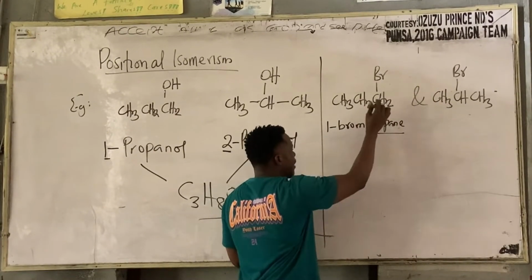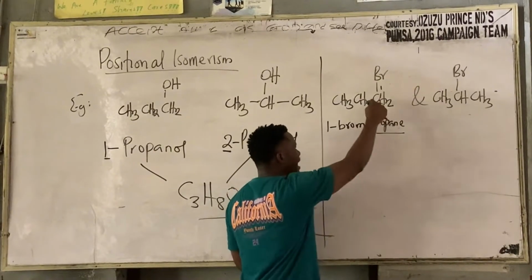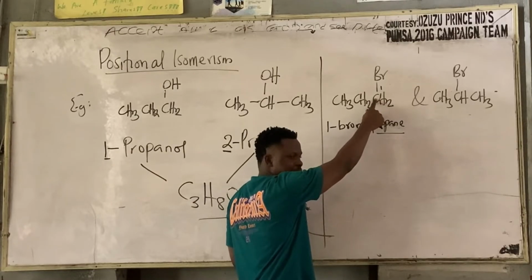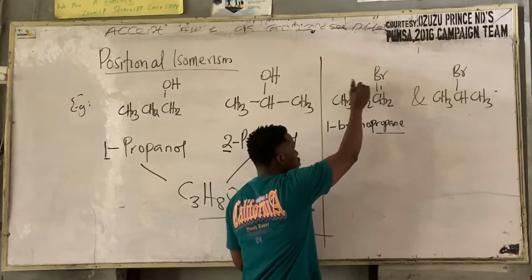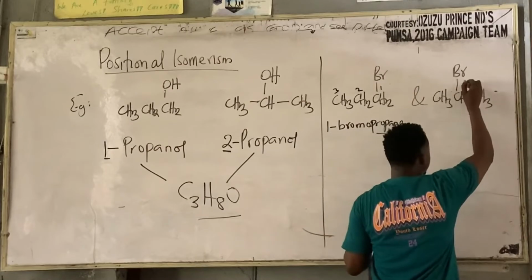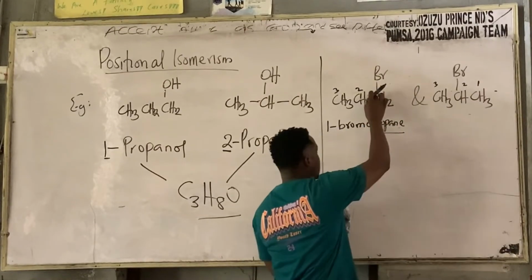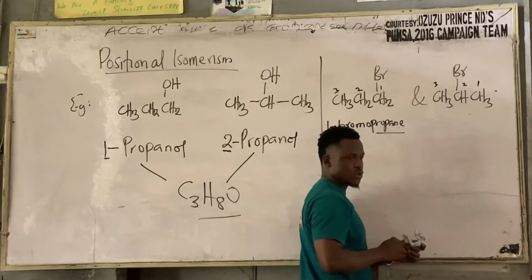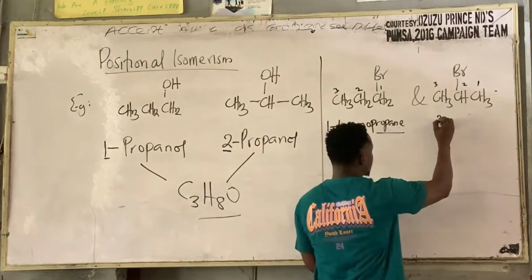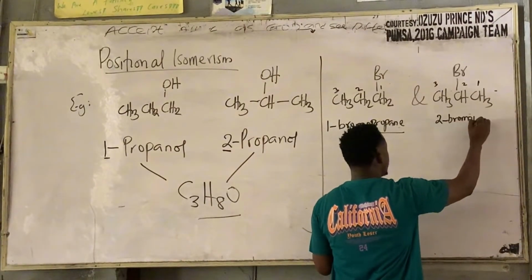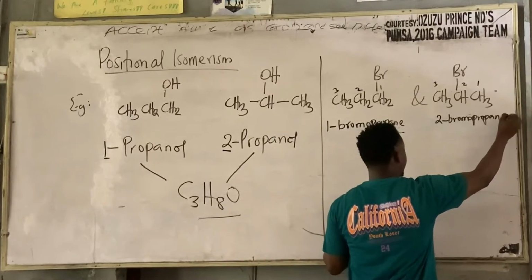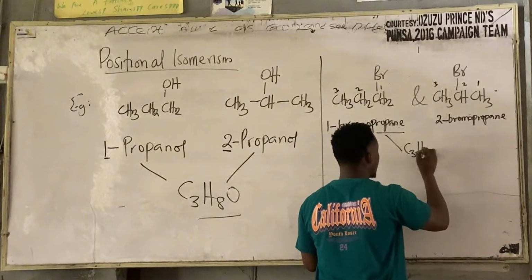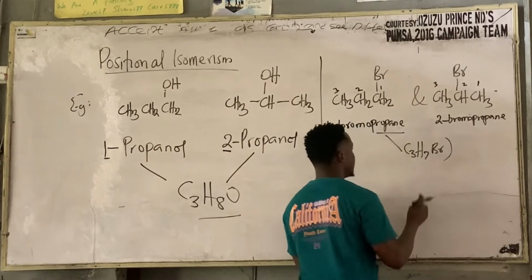Bromo is at position number 1. You number from the side that will give you the lowest number. Right? 1, 2, 3. 1, 2, 3. So this one is at number 1, this one is at number 1. So this is 2-bromopropane. The molecular formula is C3H7Br.